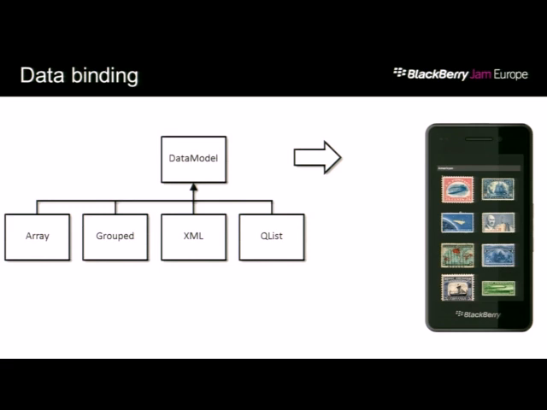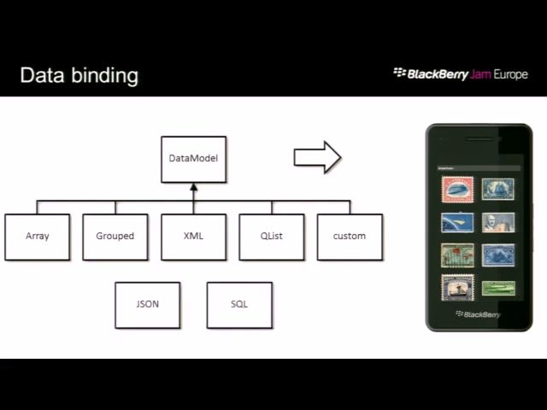If you have data that is more like a tree structure, go ahead and use the grouped data model. And you can implement your own custom data model, so just inherit from the data model parent class and implement your own custom data model. One thing that is important is that with these data models, we don't implement any persistence. If you need that, or for other reasons, you can go ahead and interact with JSON and SQL.